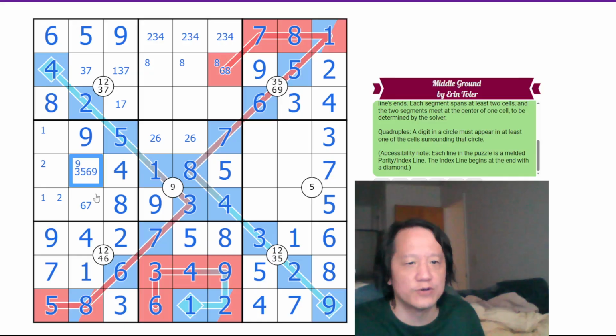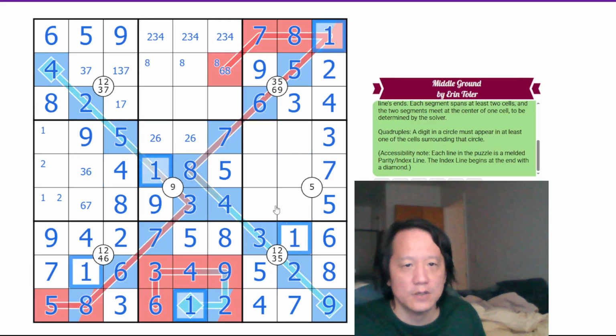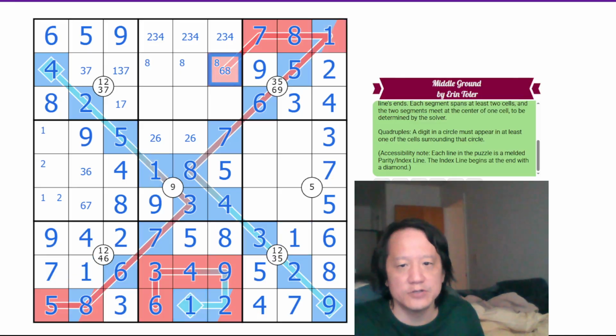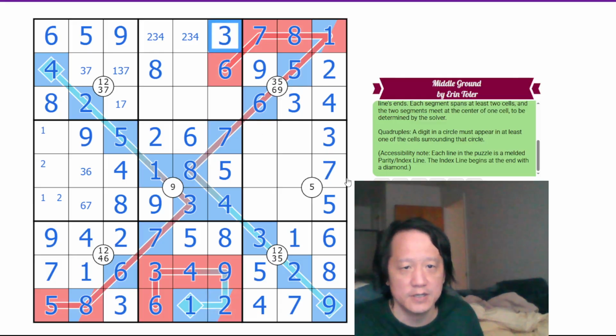No 5 or 9 here. This has to be 3 or 6. 8 eliminates 8 here, so that's 6. 8 can't be here either because of 8 in the column, so 8 has to be there. 6 eliminates 6 here, so it's 2 and 6. This can't be 2 or 4 because of 2 or 4 in the column, so that's 3.